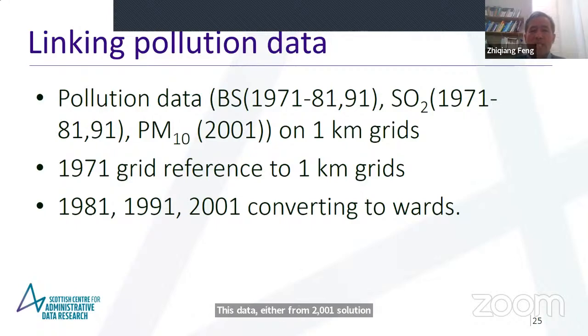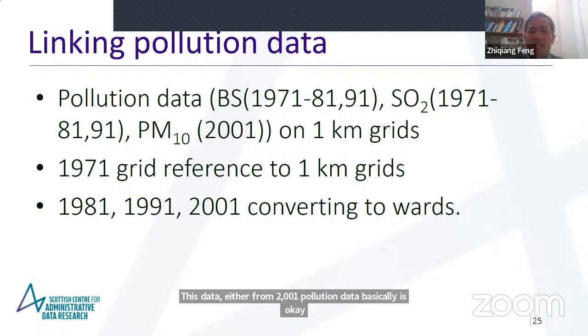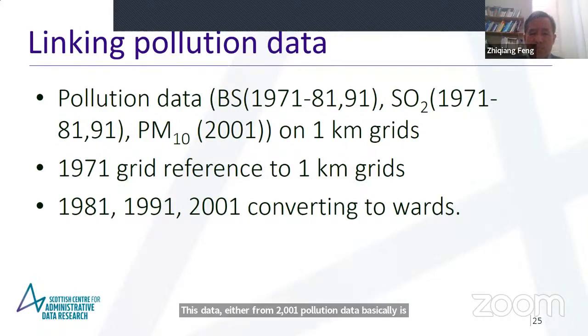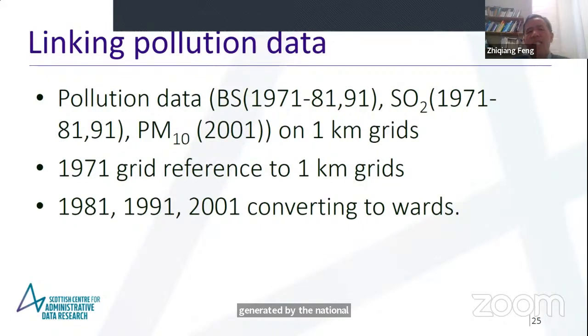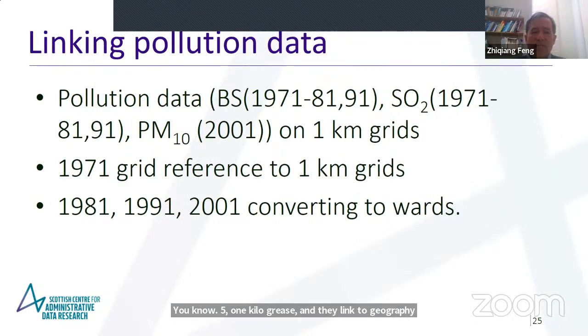Pollution data basically is generated by the national agency. It's based on 1 kilometer by 1 kilometer grids. And they link to geography for 81, 91, and 2001 actually is converted into ward.